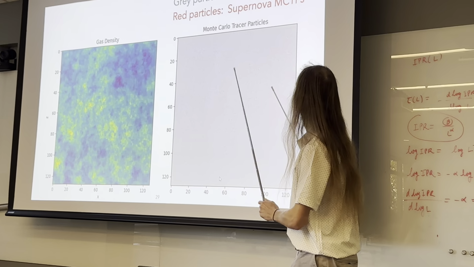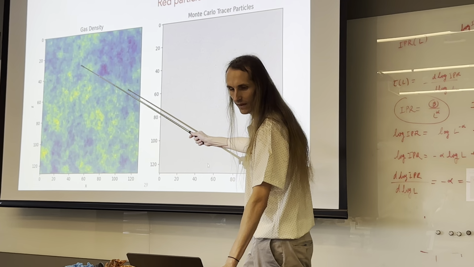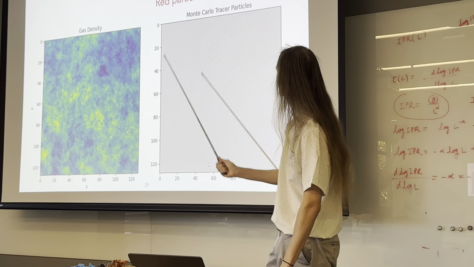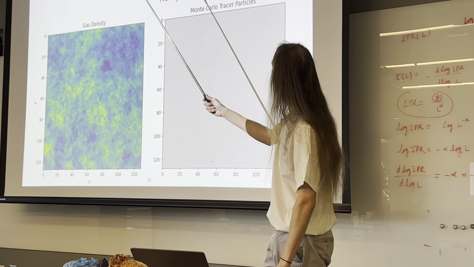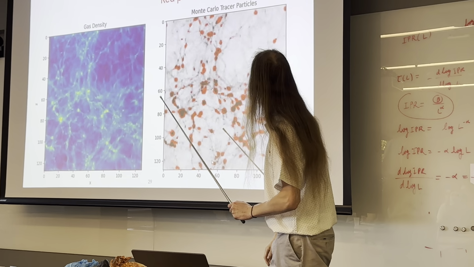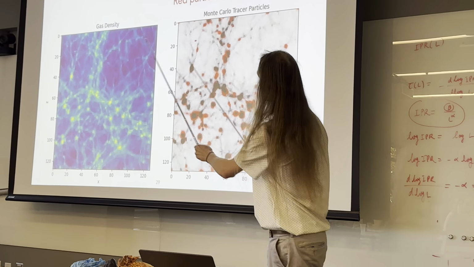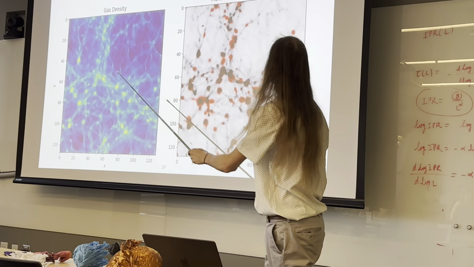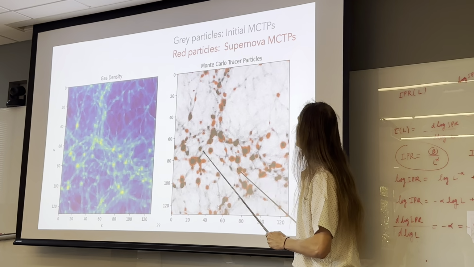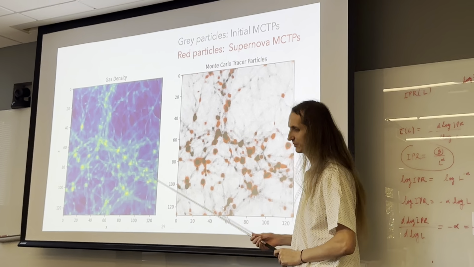So this is a movie of the simulation. This is the initial condition at redshift around 60 or so. This is showing gas density. On this side are the gray particles. Initially these are uniformly distributed. And then we'll see red particles that form as supernovae are produced. So you can see a couple of things. The gray particles show the same kind of cosmic web structure as the gas density, as they should. They're forming these big clusters where halos are forming. And these red particles are ejected from supernovae as they should be, as we designed them to.